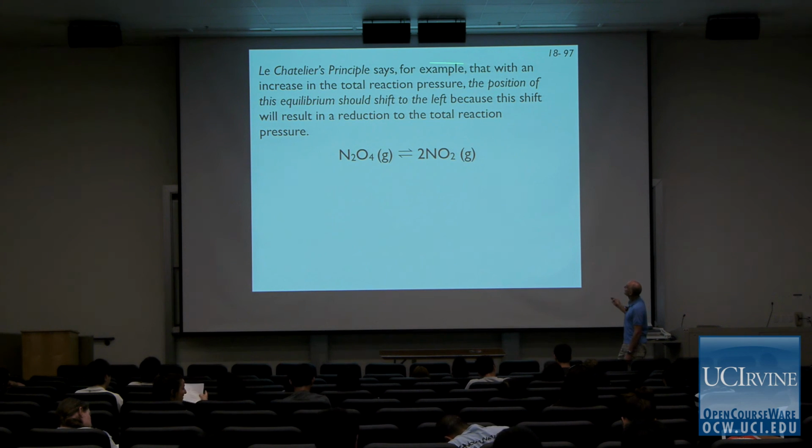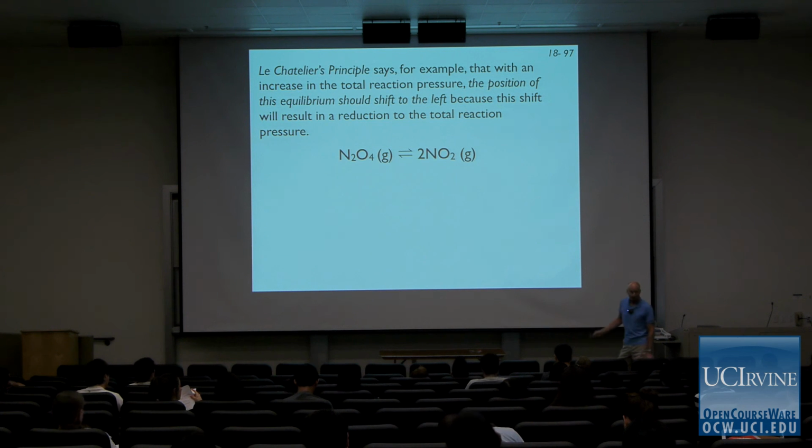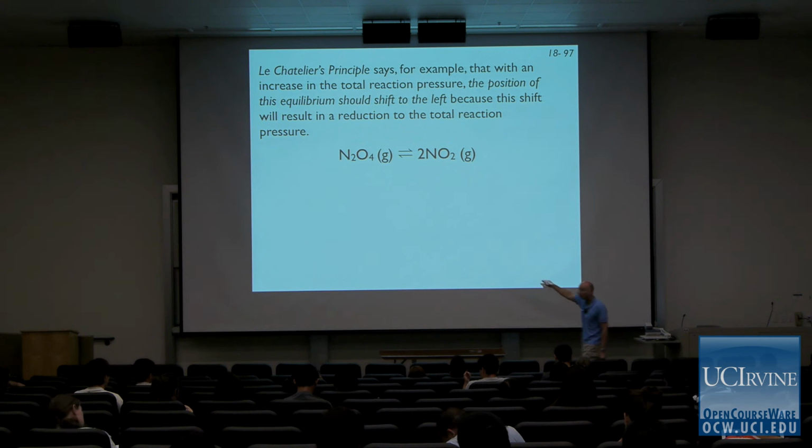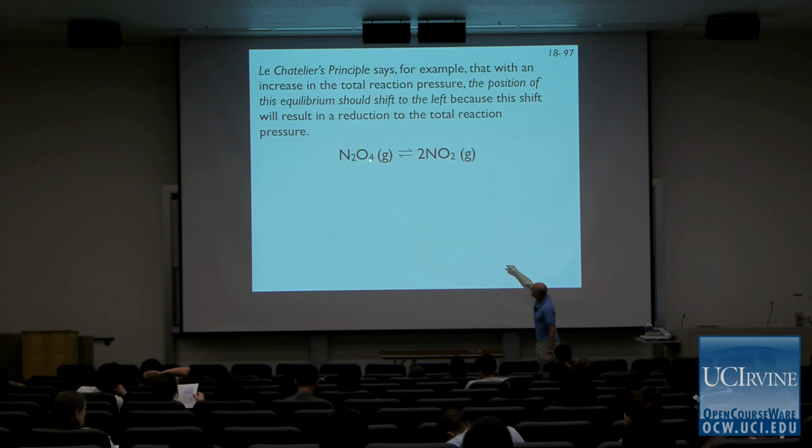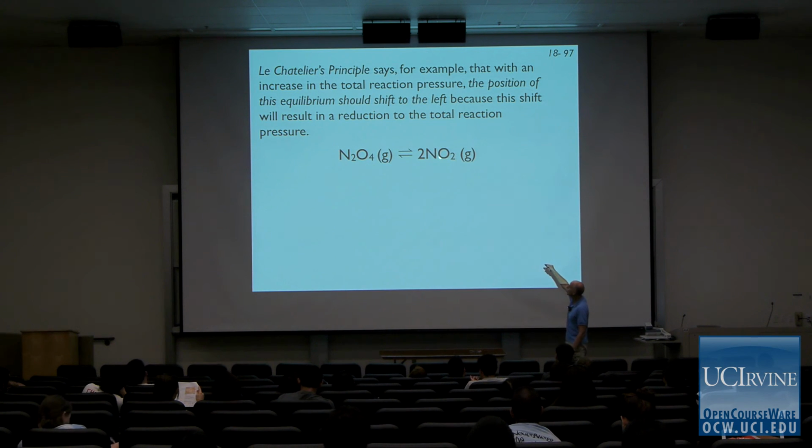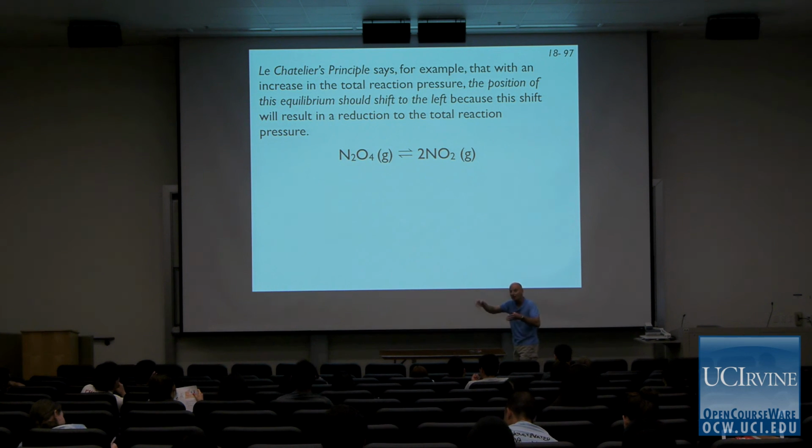Le Chatelier's principle says the position of this equilibrium should shift to the left because this shift will result in reduction of the total pressure. In other words, if you increase the total pressure of a reaction vessel that contains a mixture of these gases, you expect equilibrium to shift to the left because the pressure of the system will be reduced. If I increase the pressure of this reaction vessel, we expect equilibrium to shift to the left because here we've got 2 moles of NO2 and only 1 mole of N2O4, and so the pressure of the system will go down if equilibrium shifts from right to left. That's what Le Chatelier's principle predicts, and that's what happens most of the time if there's no catalyst involved.